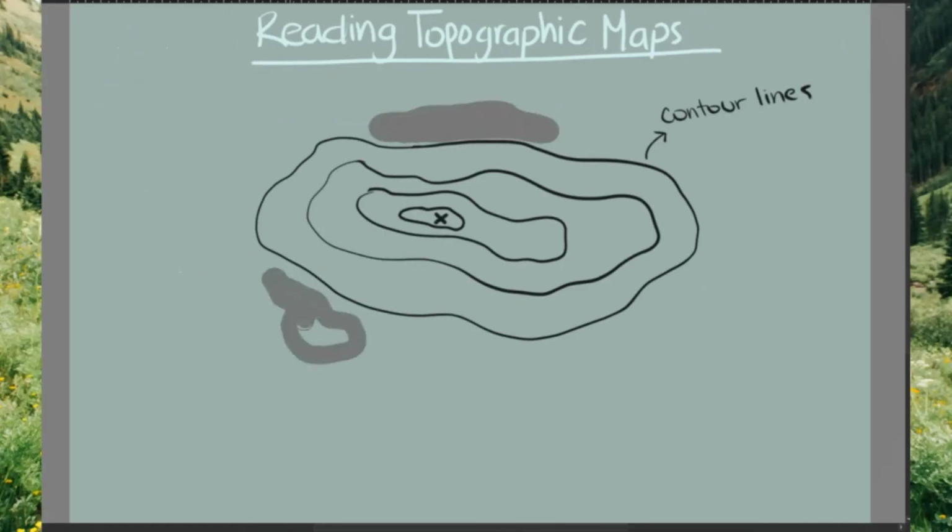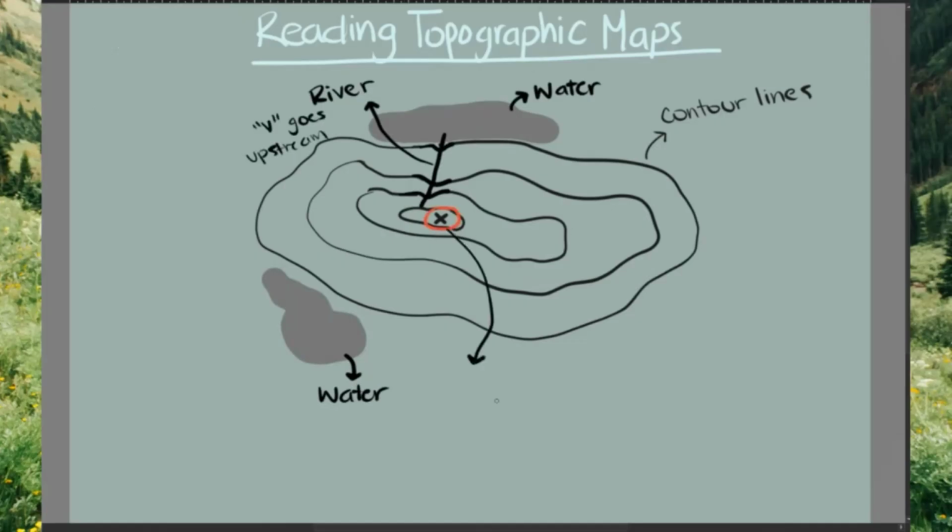We may also see other things like shaded bodies of water. We can also see our highest elevation, which is marked sometimes with an X, but can be marked with other things too. For rivers, they get their own little feature where they draw a little V that shows upstream. And since we know gravity is going to pull water down, obviously they would flow downwards from the mountain or from our highest elevation point, but it's also good to know where they would be.